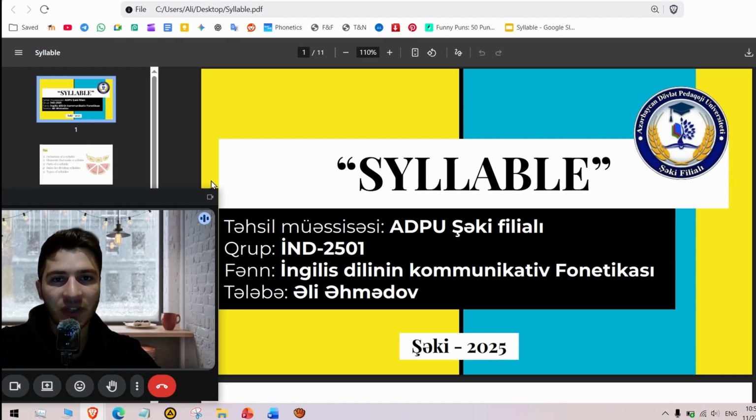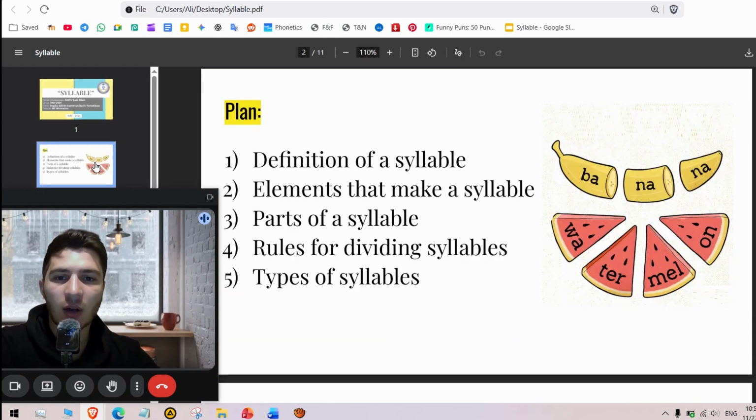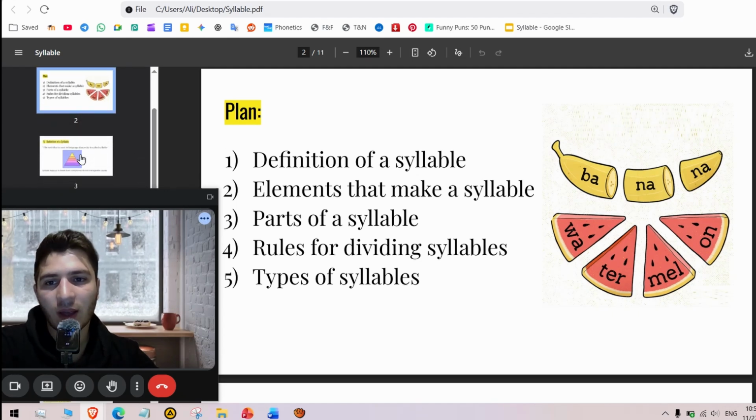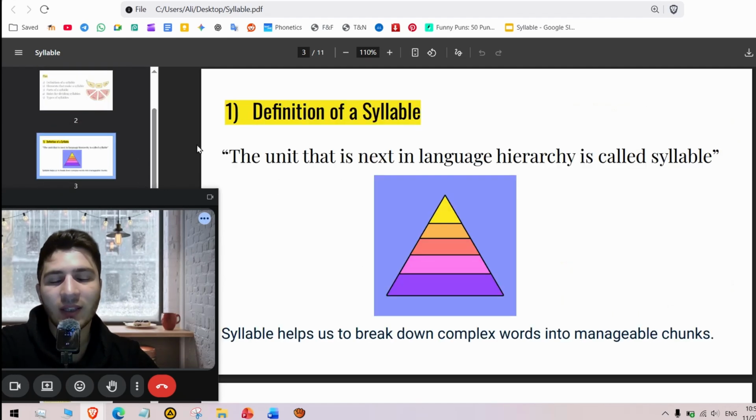I am a first year student majoring in teaching English as a second language, and this is my presentation about syllable. Our plan looks like this, so we will be covering these topics about syllable by the end of this presentation. And let's begin by defining what a syllable is.